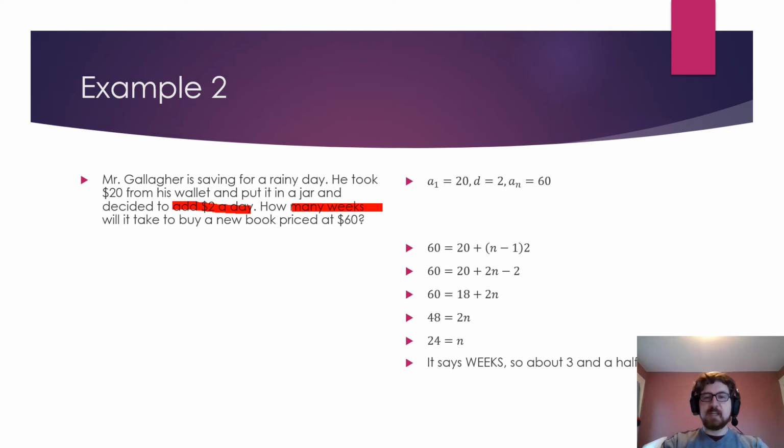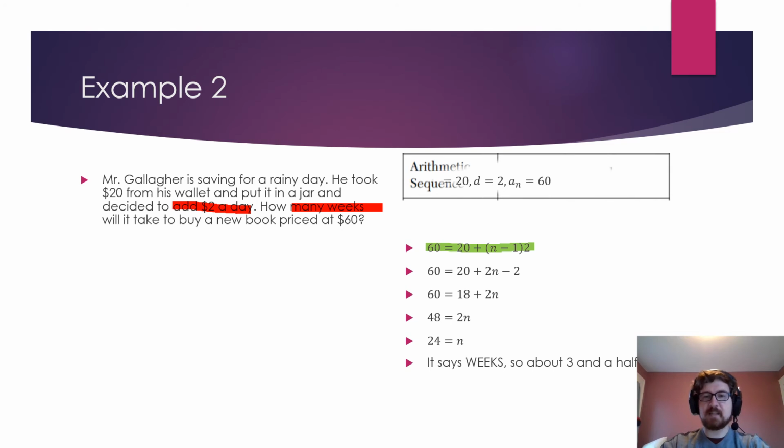But I just plug everything in. Same as our formula from before. The 60 is what we want, the $60. The 20 is our first term. We don't know n, which is how many terms or days it's going to take, so we're going to have to figure that part out. And then 2, well, that's just the common difference. And all that is given, remember, by this equation.